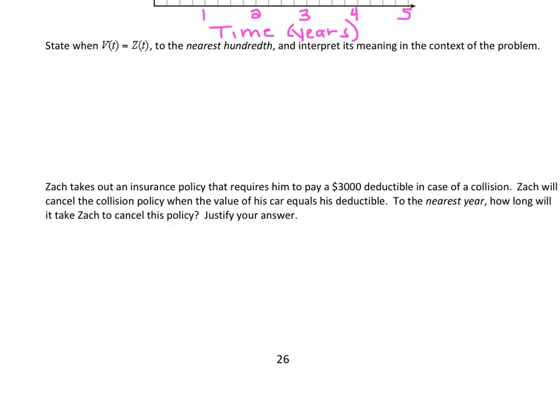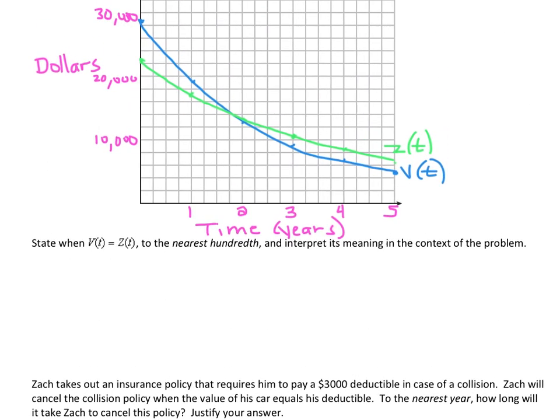Okay, the next part says to state when v of t equals z of t to the nearest hundredth and interpret its meaning in the context of the problem. Now, do you remember when you see something like this, if we want to know when they're equal, I can look up at the graph here, right? And it's going to be where they intersect. But it's hard to tell exactly where that's happening from my sketch because, although I graphed this as accurately as I could, each box represents $2,000. That's a big span. It's hard to graph those points exactly. So what we're going to do instead is we're going to use our calculator, okay?